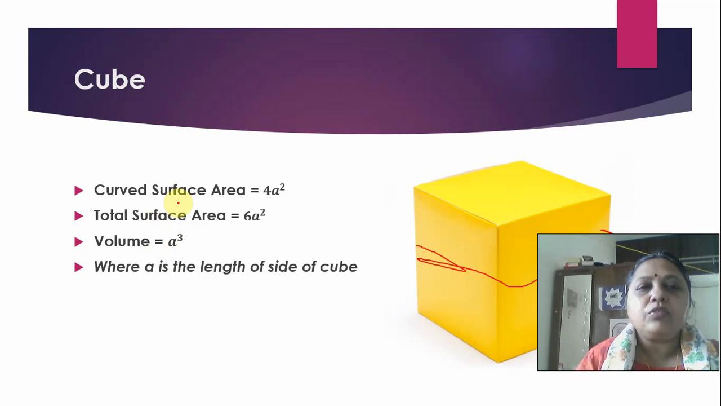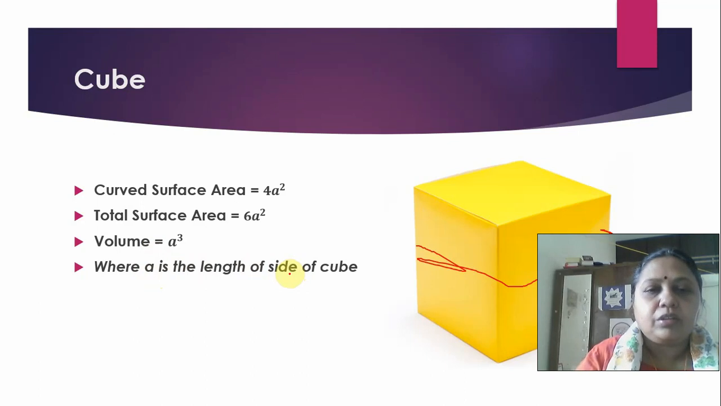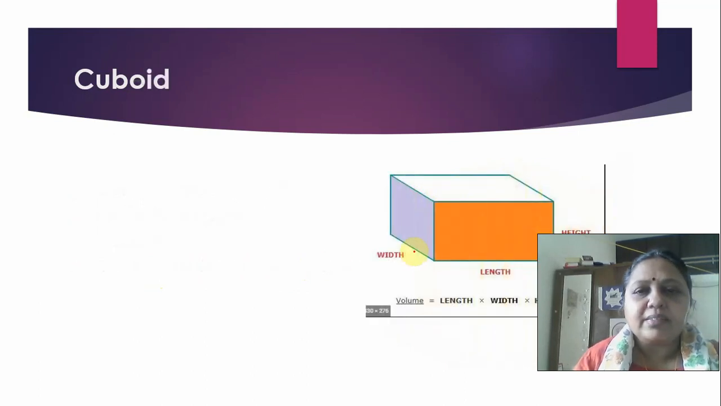So in this we come to know the curved surface area, the total surface area, and the volume of a cube, where a is the length of the side of the cube. I hope all of you would have understood this. Now let us go to the next figure. This is a cuboid. Now in a cuboid, you have the width, the length and the height.